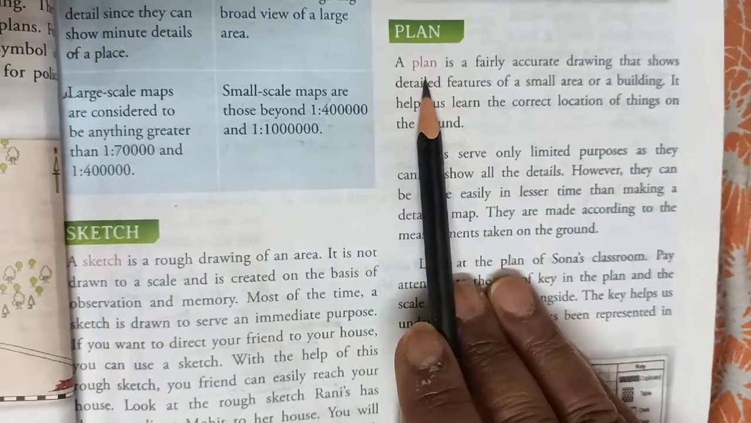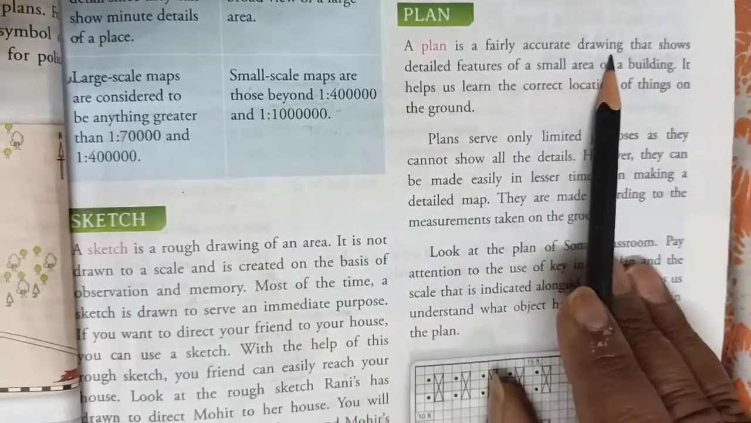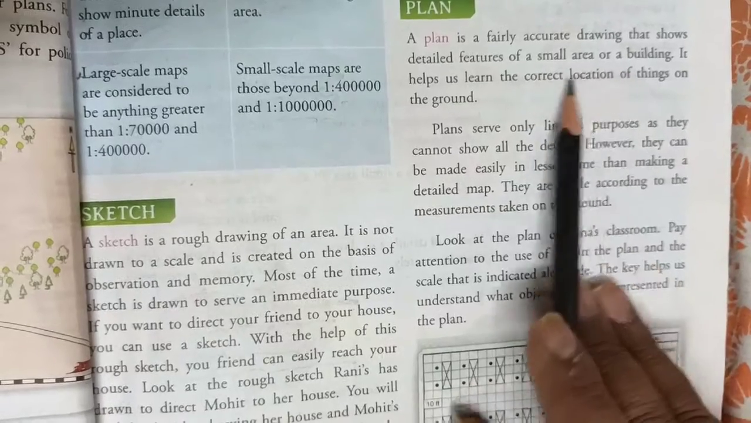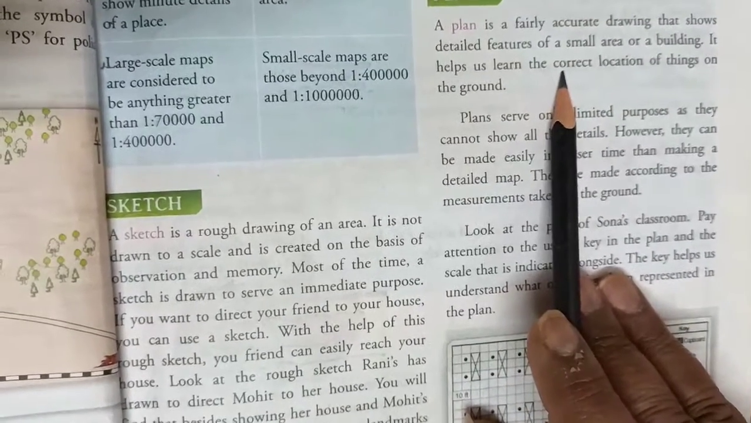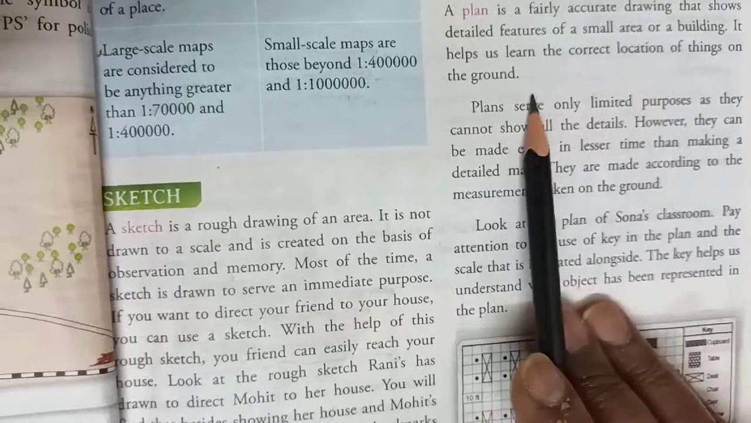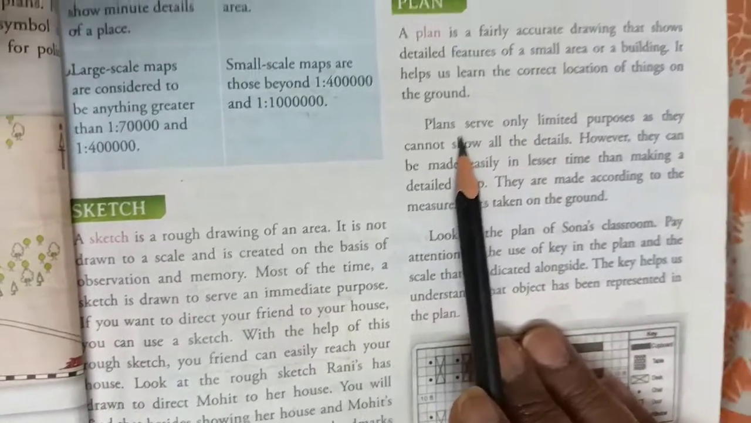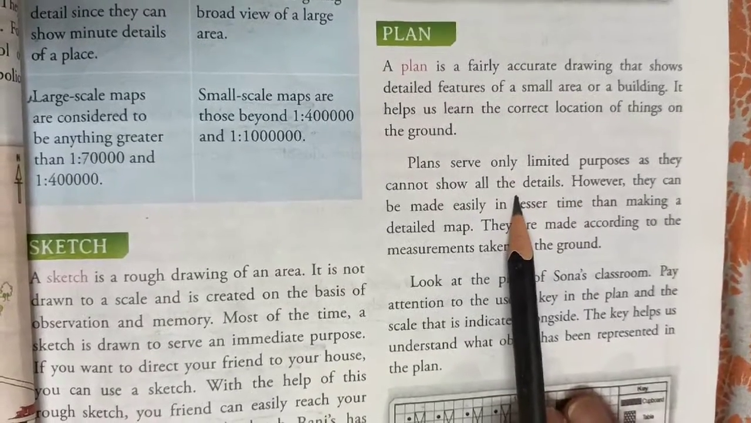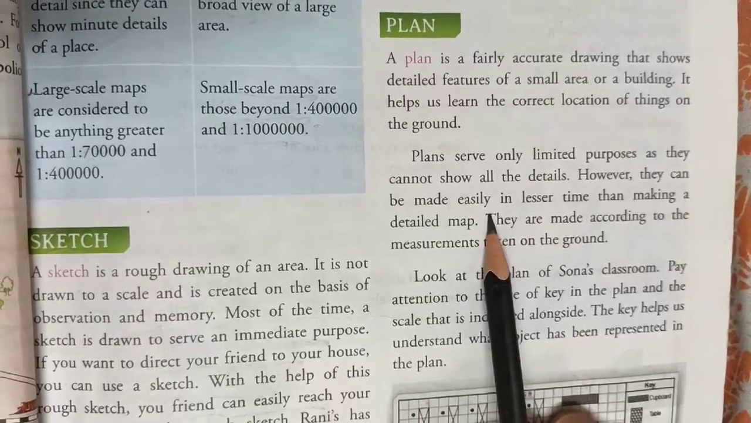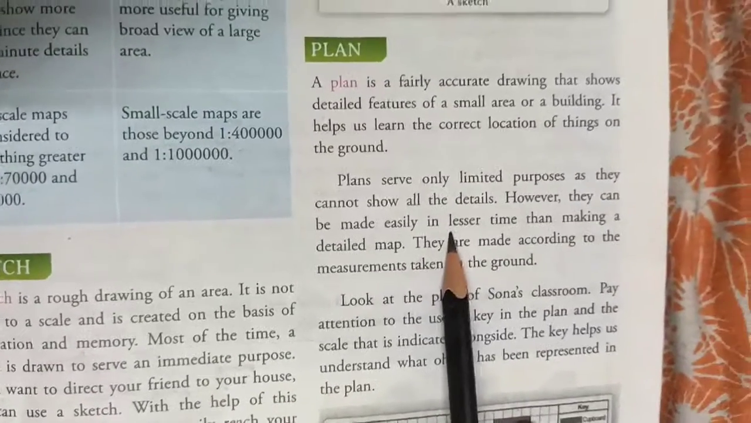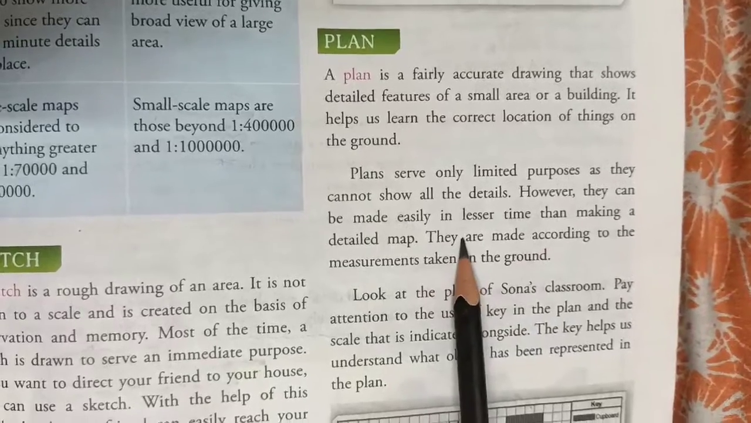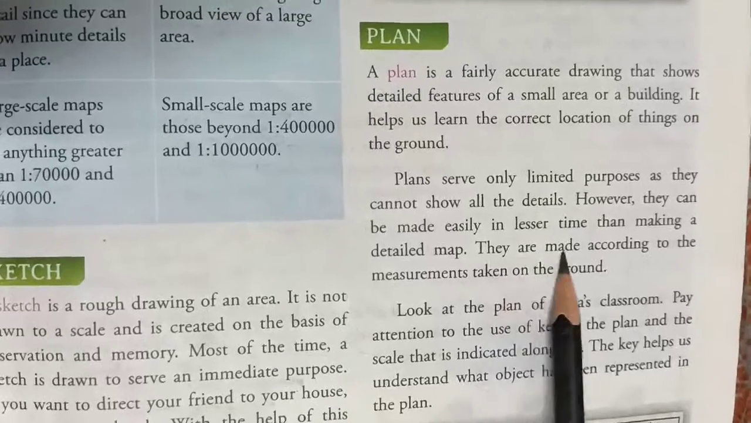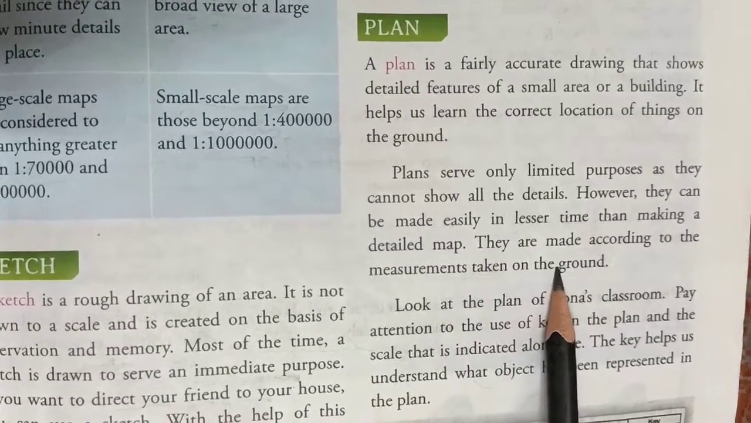Okay. Then the next heading is the plan. Now what is a plan? It is a fairly accurate drawing that shows detailed features of a small area or a building. It is very helpful in order to know the correct location of things on the ground. Now children, plans serve only limited purposes because they cannot show all the details. However, they can be made easily in lesser time than a detailed map. And they are made according to measurements taken on the ground.